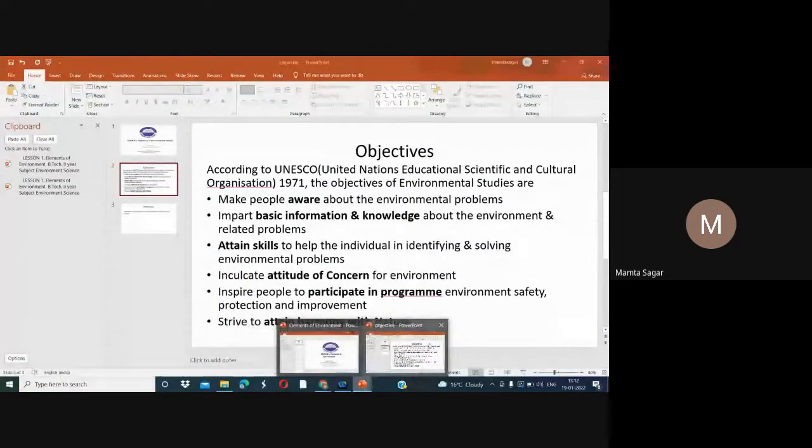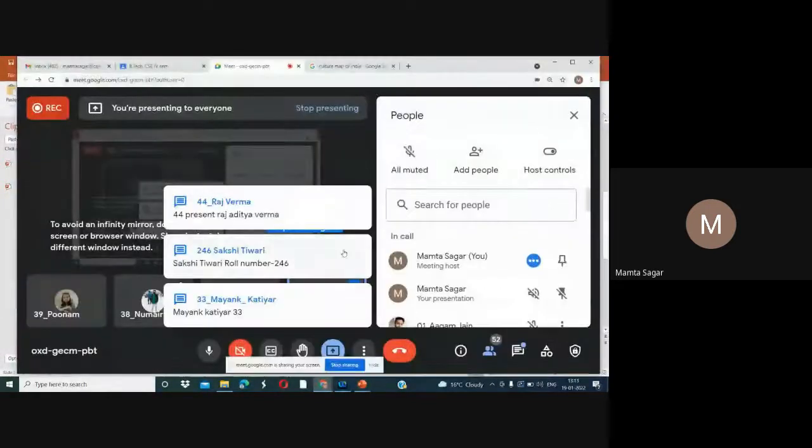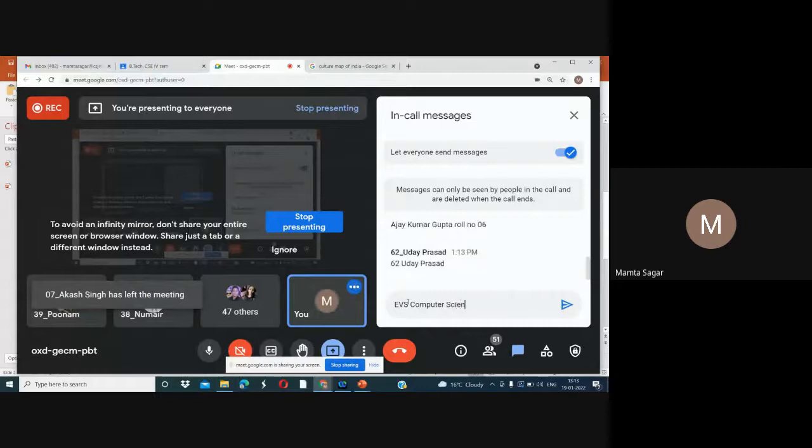Okay, type your attendance in the chat box. Type your name and roll number in the chat box, for your attendance. One minute. EVS. The CR should type EVS computer science first. Who is the CR of this class? Ravi. Ravi should type EVS computer science. He should have given the first attendance. EVS computer, that is the name of your class. It will come in the attendance.